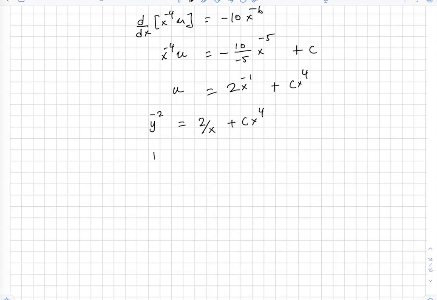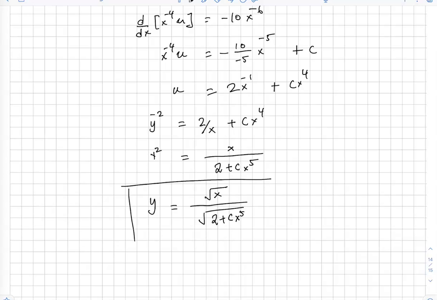y to the power negative 2 equals 2 by x plus c x to the 4. You can make reciprocal on both sides. Then left side will be y square, and right side you can first combine them together, 2 plus c x to the power 5, and then make reciprocal, so x divided by 2 plus c x to the power 5, and this now allows you to write down y explicitly in terms of x. Okay, and this will be the final answer.